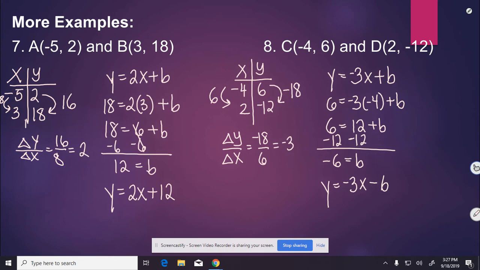And again, I can check my work. If I plug in the 2, I get negative 3 times 2 is negative 6, and negative 6 minus 6 is indeed negative 12. I could check it with the negative 4 as well. Negative 3 times negative 4 is positive 12, minus 6 is 6. So I know we did it right and we have the right function rule.